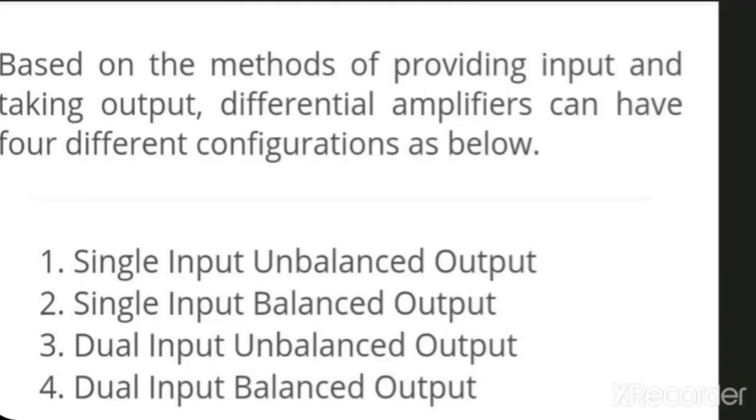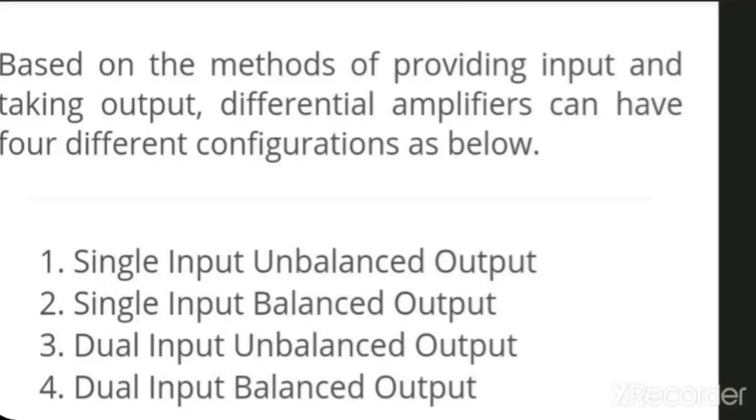If we use one input signal and measure output voltage at one of the collectors with respect to ground, the configuration is called single input unbalanced output. If single input signal is used, but the output voltage is measured between two collectors, the configuration is called single input balanced output differential amplifier.